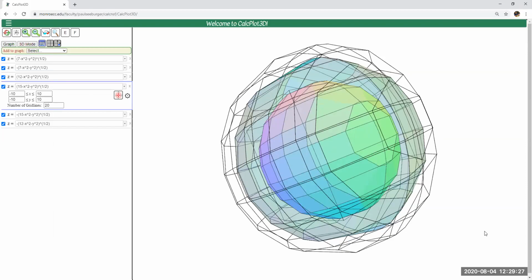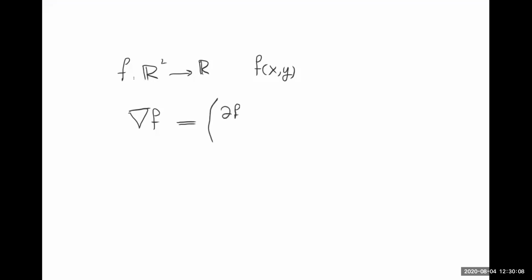Let's go back to gradients. This is the last topic I'm going to talk about today. So again, suppose we have a function f from, say, R2 to R. So f takes two values, x and y. The gradient of f, which I use this notation to show it, sometimes called nabla f, is just a vector where the first coordinate is the partial derivative of f with respect to x, and the second coordinate is the partial derivative of f with respect to y.